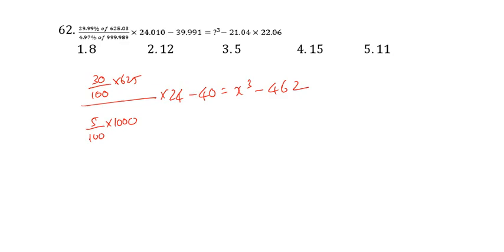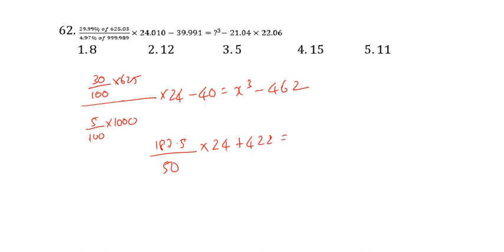Now see this. 30% of 625. So 10% of 625 is 62.5. 30% means 62.5 into 3, that is 187.5 by 5% of 1000. 10% of 1000 is 100, 5% means 50. 50 into 24, minus 40 plus 462 is plus 422, is equal to x cube.